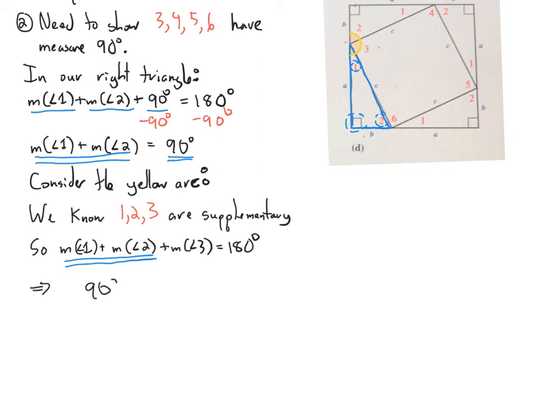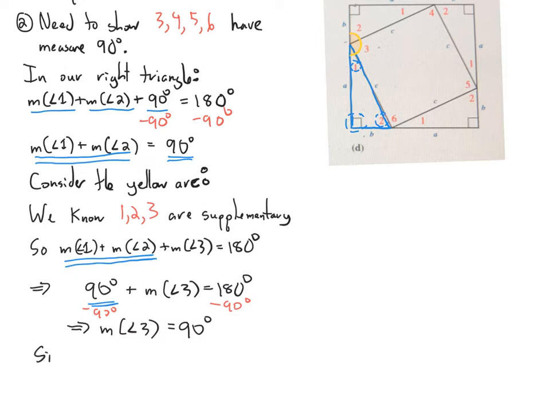So 90 degrees plus the measure of angle 3 equals 180 degrees. Here's our 90 degrees here. And subtracting 90 degrees from both sides, we get that the measure of angle 3 is 90 degrees. Maybe I'll put in that subtraction. So we subtracted 90 degrees from both sides. And we could do the same argument for angles 4, 5, and 6.